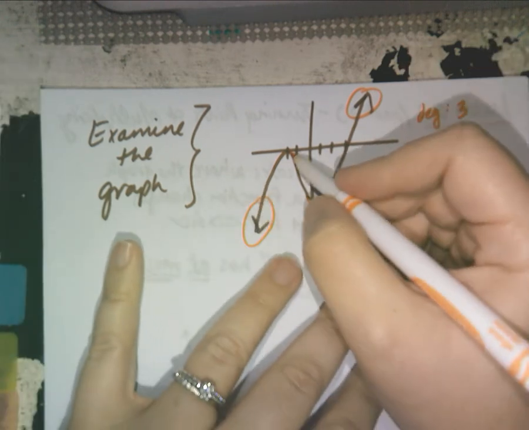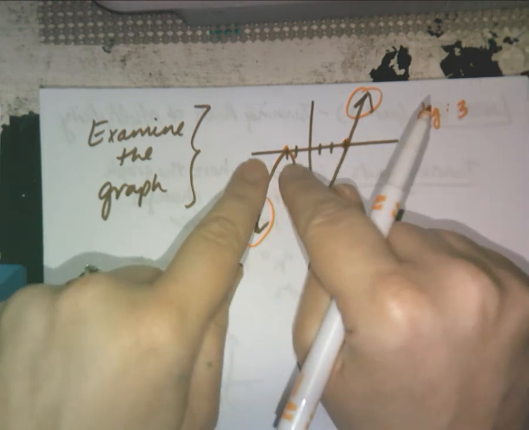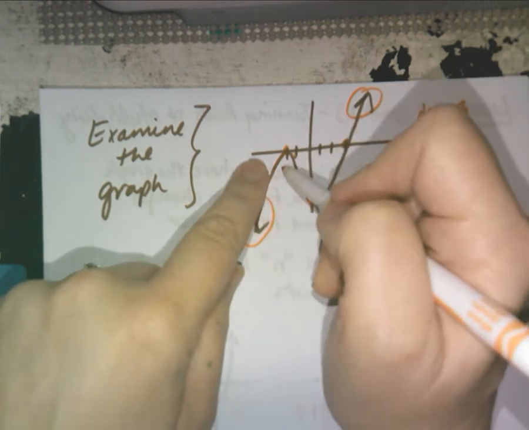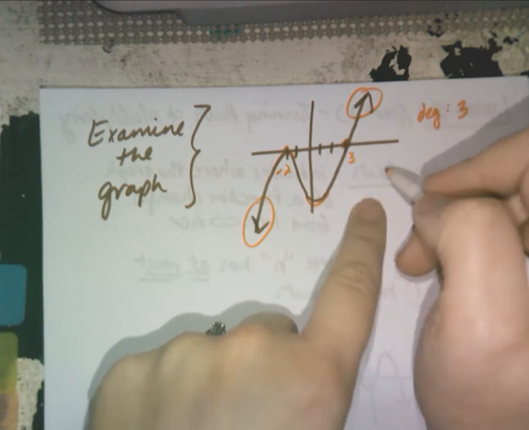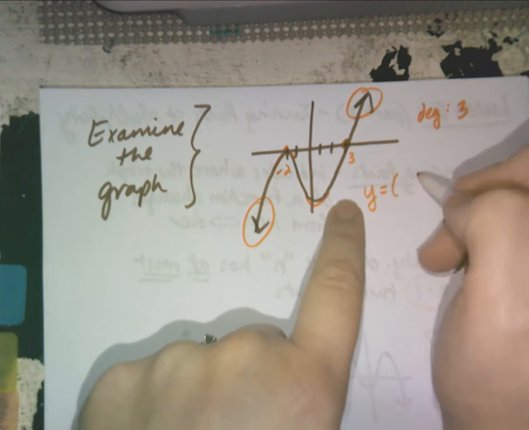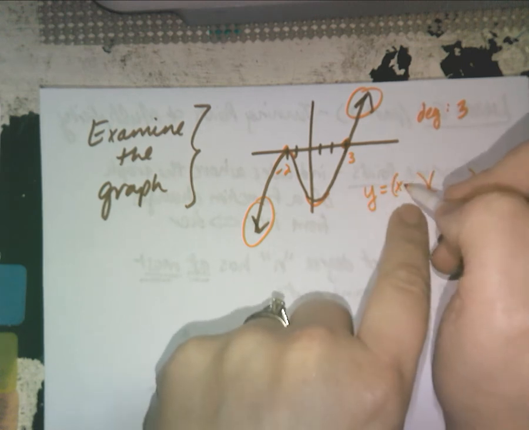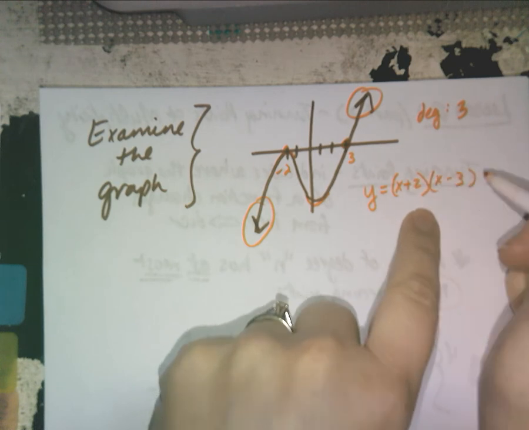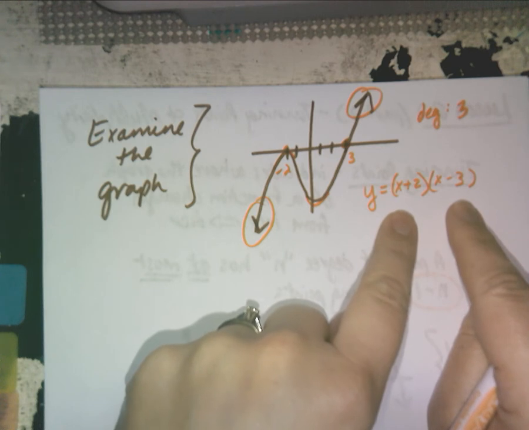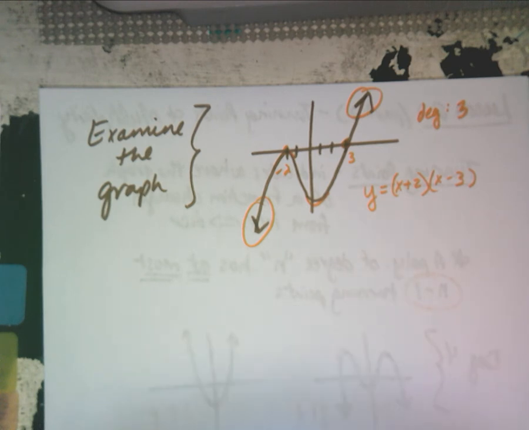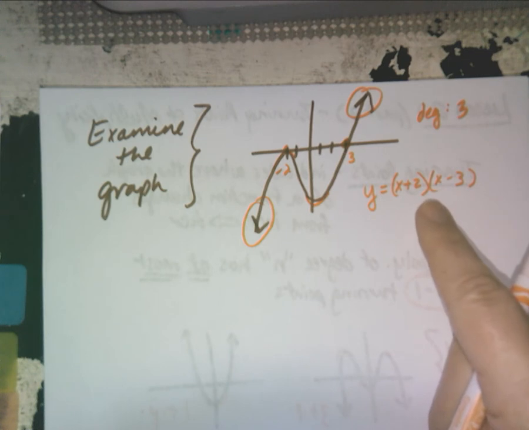Now, yesterday, these zeros were important, right? What is this 0 right here? -2. And what's this 0 right here? Positive 3. So remember, if we were writing an equation, we'd write x minus -2 and then x minus 3, right? But if I FOILed this out, I would get a degree what? 2. I FOIL this out, I get x squared minus x minus 6.